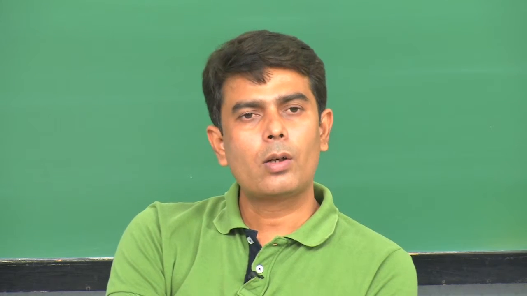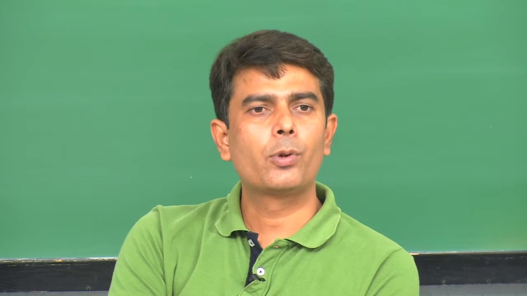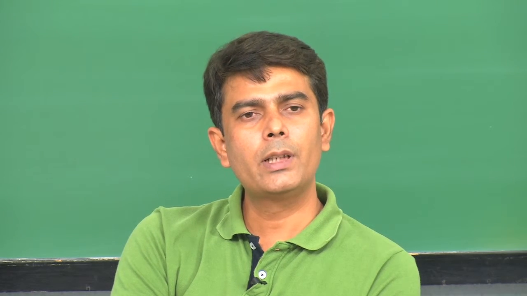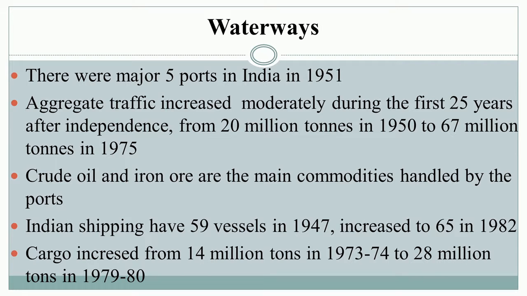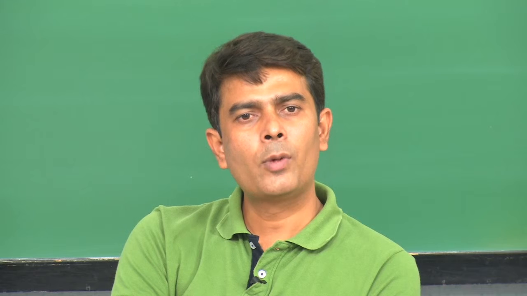If you see the waterways infrastructure developed after post independence, there were 5 major ports in India in 1951, which had aggregate traffic that increased moderately during the first 25 years after independence, from 20 million tons in 1950 to 67 million tons in 1971. So, it was a moderate increase in the traffic, especially in the waterways. Crude oil and iron ore are the main commodities handled by the ports.